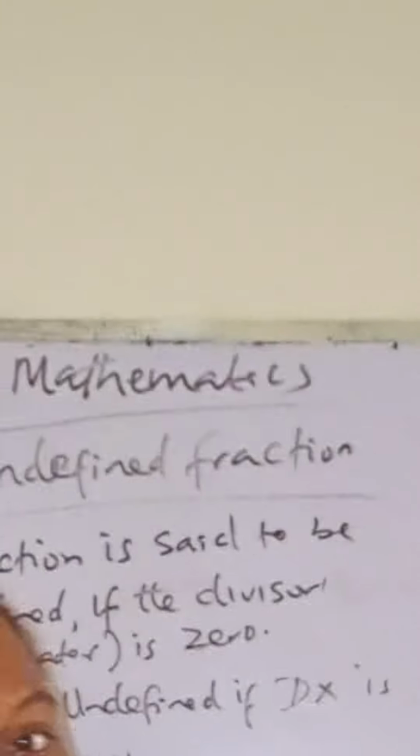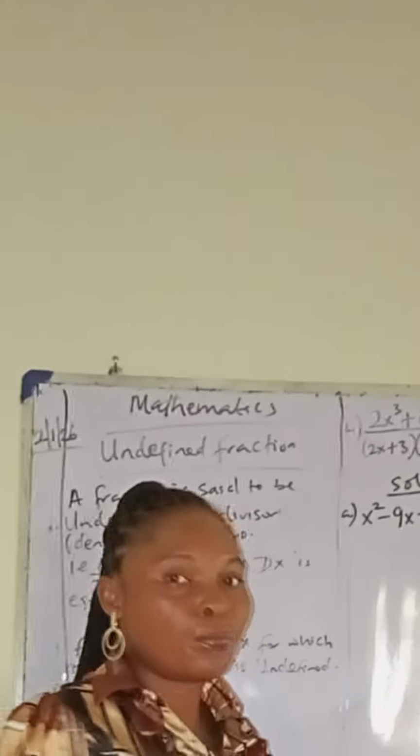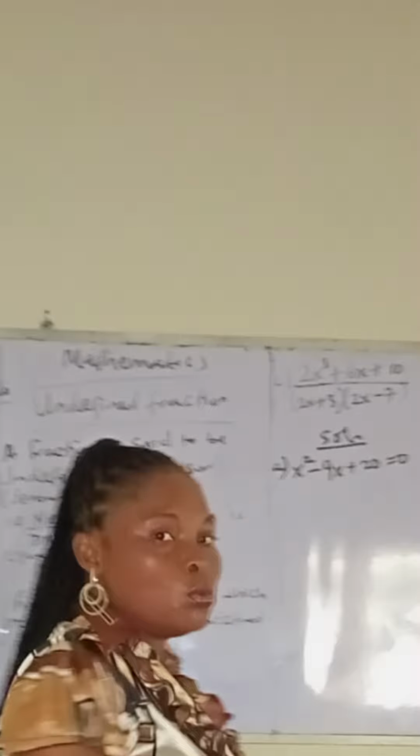For us to solve by the factorization method, as I said earlier, we multiply the first and the last number. When we multiply the first and last number, we look for the two factors of the number that, when you add them, will give you the middle number. So x squared times 20 will give us 20x squared.